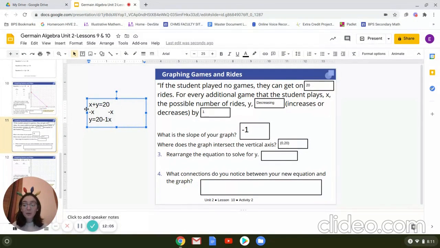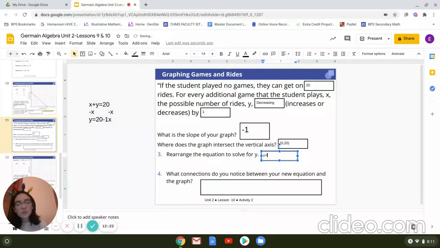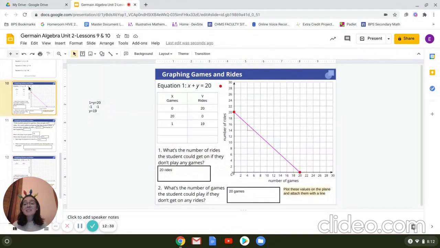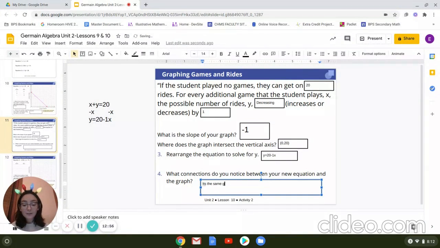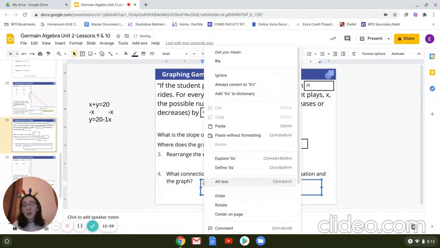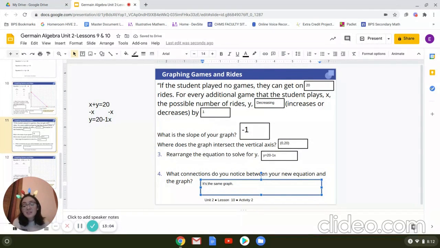When we isolate y, we're in slope-intercept form, and we are able to easily find that intercept value, which we found here, and that slope value. So we rearranged it for y, and y is equal to 20 minus 1x. You could also say negative x plus 20. That is the same equation. Now, what connections do you notice between the new equation and the graph? It's the same exact line. We put our y-intercept, then go down 1 over 1, down 1 over 1, down 2 over 2, and it's the same graph. The y-intercept form represents the same situation.